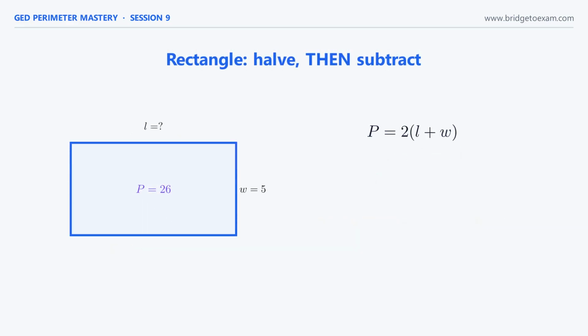Rectangles need one extra step, and it's where people fall. Forward, P equals 2 times L plus W. So divide the perimeter by 2 first. That gives L plus W. Then subtract the side you know. Perimeter 26, width 5. Half of 26 is 13. 13 minus 5 is 8.